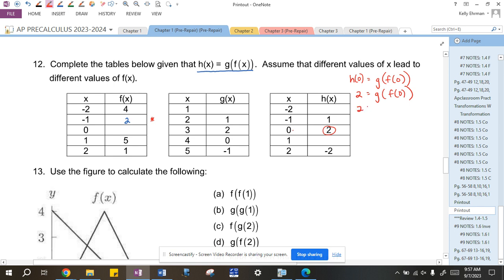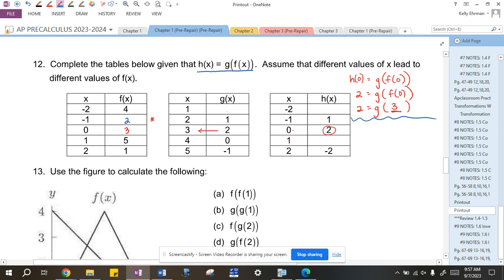Okay, 2 is an output of g. What does the input have to be to get an output of 2? Let's go down to g. When g's output is 2, its input is 3. That means that f of 0 has to equal 3. Okay, I'm going to leave that up.